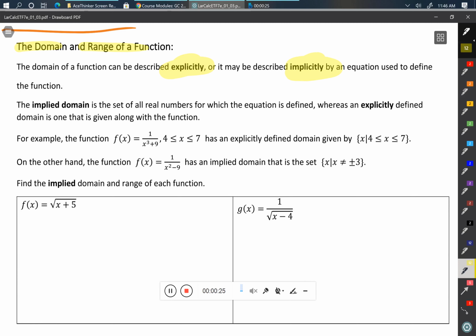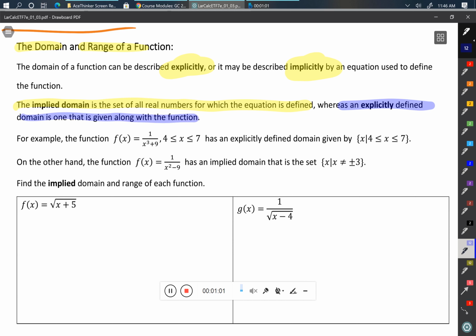If there is no stated domain with a function, then we go with this as an implicitly defined domain, where the implicit domain is the set of real numbers for which the equation is defined. So if it doesn't tell you, here's the domain, you look at the function and go, well, it's implied then that this thing is going to work for all the numbers that it works for. Whereas if something is explicitly defined, it will be a given domain along with the function.